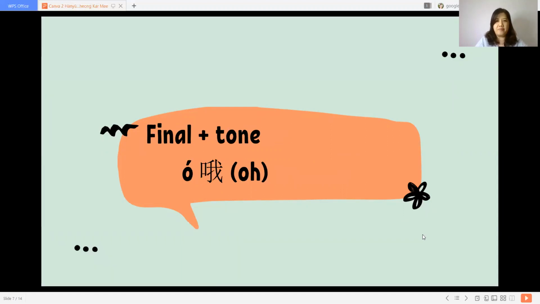And how about this one? Did you notice anything is missing? Yes, the initial is missing. Only the final and tone are left. But this is also one of the categories of syllables, which is pronounced as oh, which means oh. When your friend tells you something and you try to show your agreement, then you tend to answer oh.